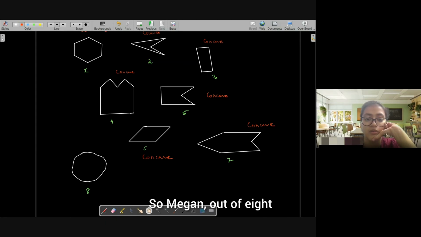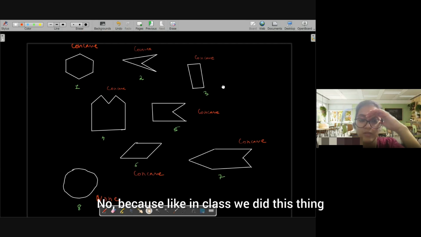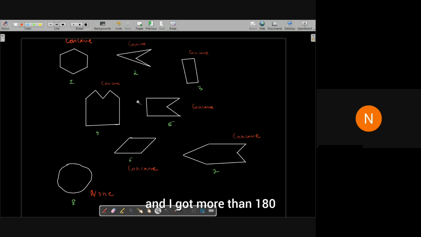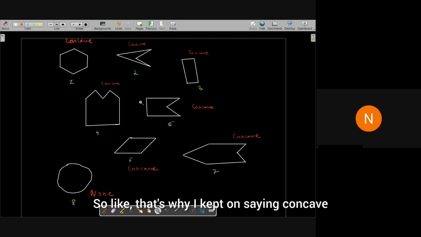So, Megan, out of 8, only 3 are correct. Okay, were you guessing or did you know them 100%? No, because in class we did this thing where you see the shape and count all the sides, and then see how many triangles it can make. You times it by 180. So I was timesing all of them by 180, and I got more than 180. So that's why I kept on saying concave for most of them.